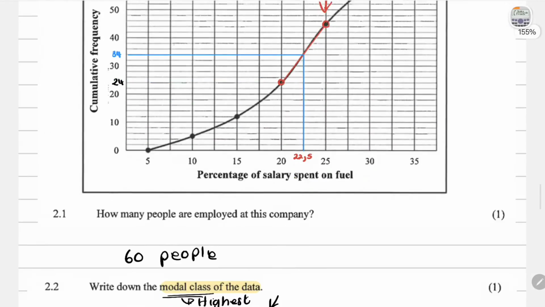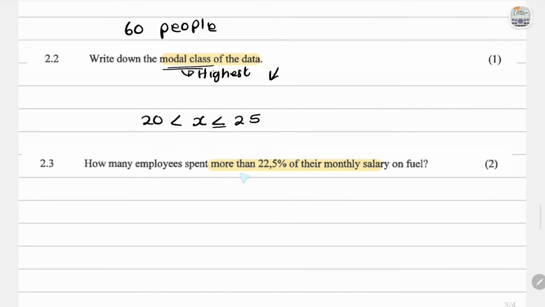But that is not our answer, because the question is how many employees spent more than 22.5. Grade 12s, they keep repeating these questions. So make sure you study these questions that you see being repeated. It's also going to be most helpful when I compile these videos, like I did with the question papers, and make compilation videos of them, because you can see each question individually and see the types of questions that keep being repeated.